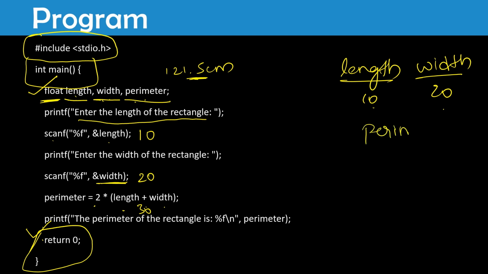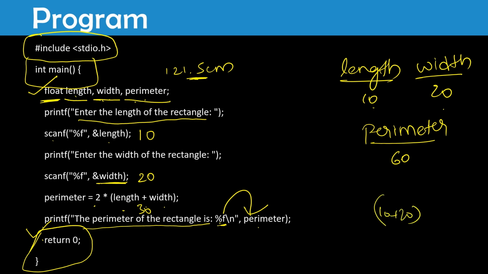So perimeter is 60. Now print the perimeter of the rectangle is percentage of perimeter. The perimeter value will be printed here. What is the perimeter value? 60. So let us examine 10 plus 20 star 2 is 60. 60 equal to 60. Our program is right. It will print 60 followed by this message. The perimeter of the rectangle is 60. Our program is right. That's it.